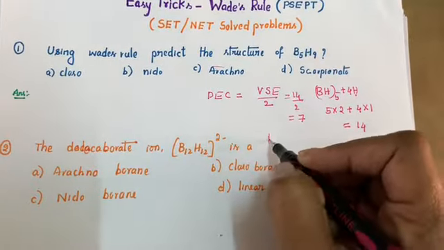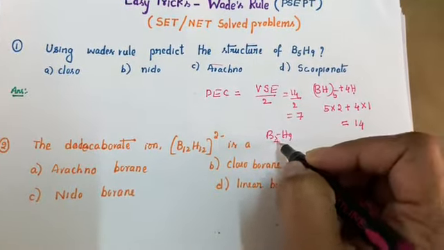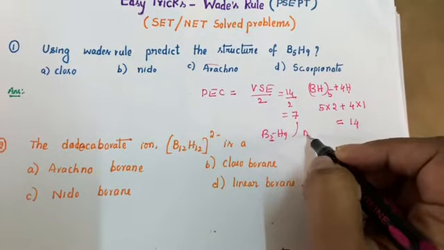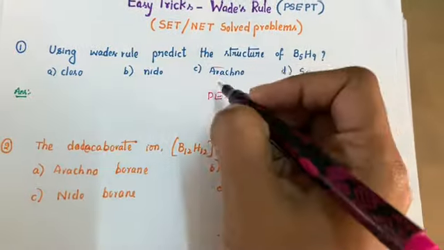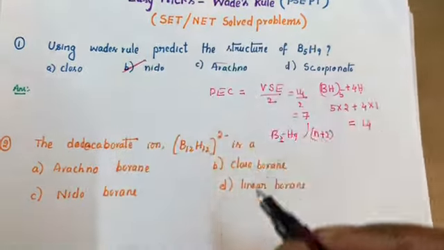7 means, for B5H9 where n is 5, it obeys the rule of n plus 2. So that's why the compound, according to Wade's rule, is said to be a Nido. So option B is the right answer.